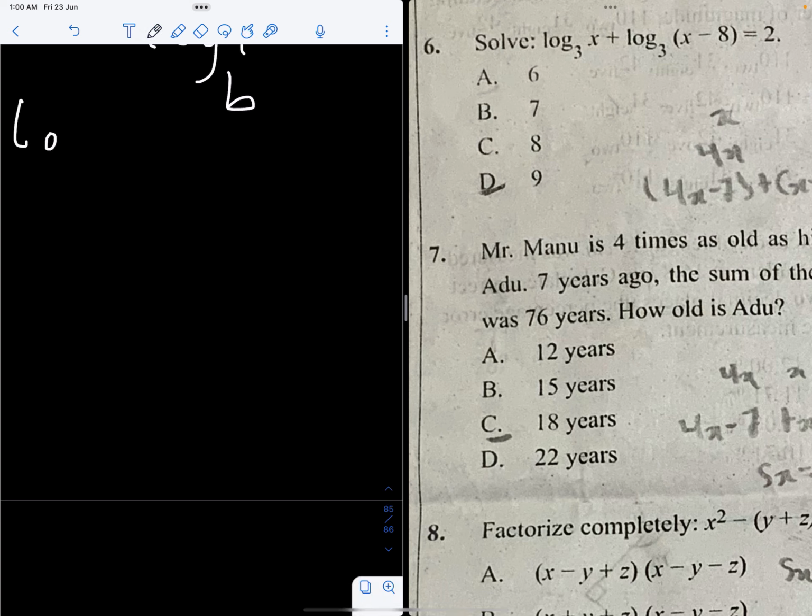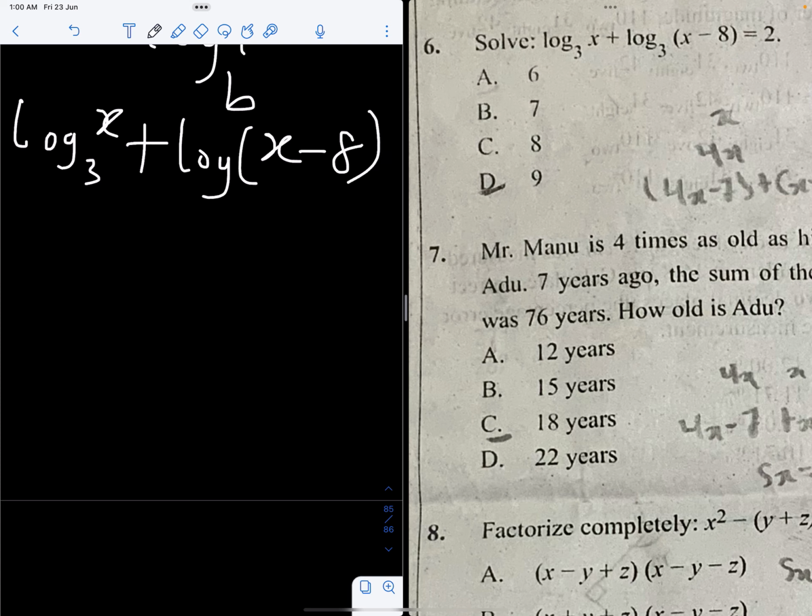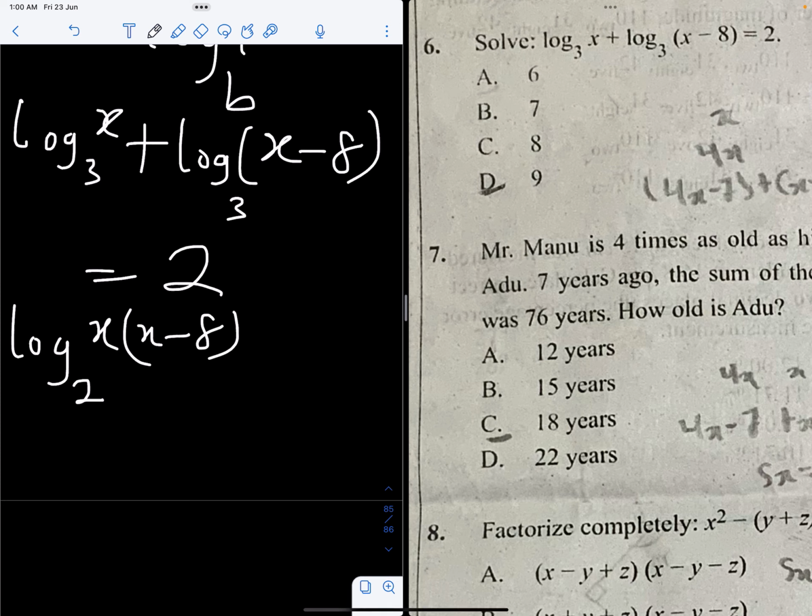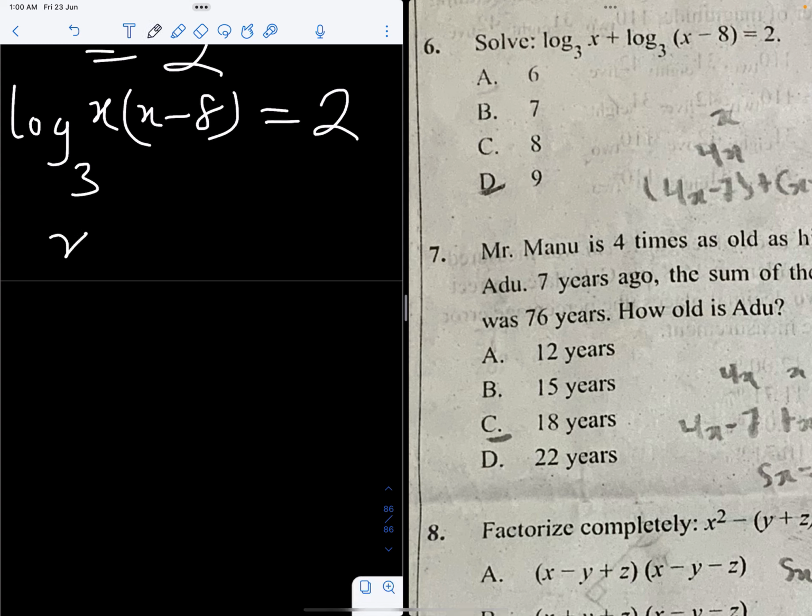Log x base 3 plus log x minus 8 base 3 equals 2. That simply means log x into bracket x minus 8 base 3, that's base 3 not 2, base 3 equals 2. And this is the same as x into bracket x minus 8 equals 3 raised to power 2. What I did was write this logarithmic equation in index form.